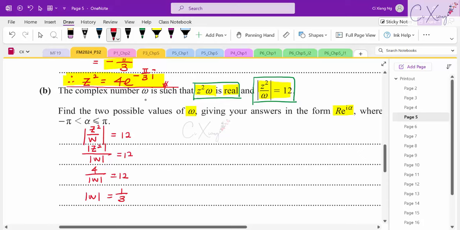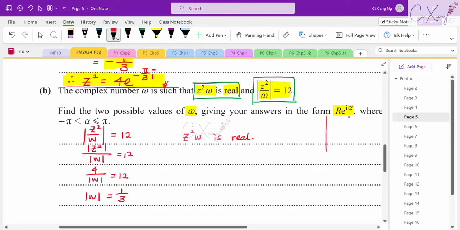Since I already know that the modulus of W equals 1 over 3, let's continue to get the argument of W, because we need both the argument and the modulus to write the exponential form. So how can I find the angle alpha? I'm going to use this one: they told us that z square multiplied with W is real.